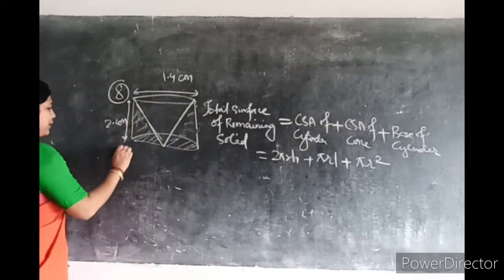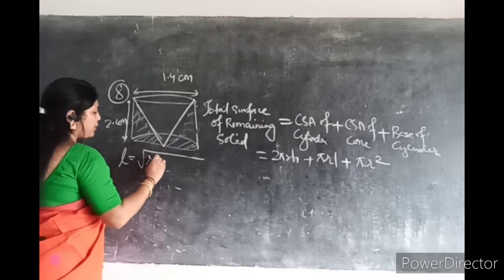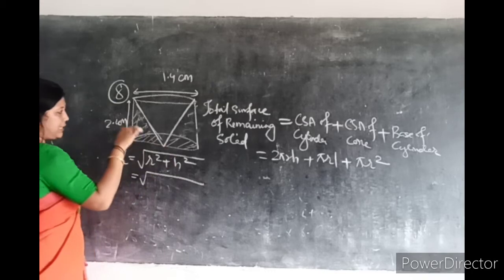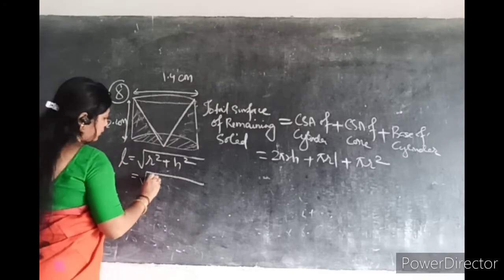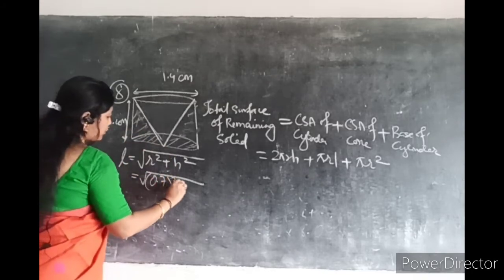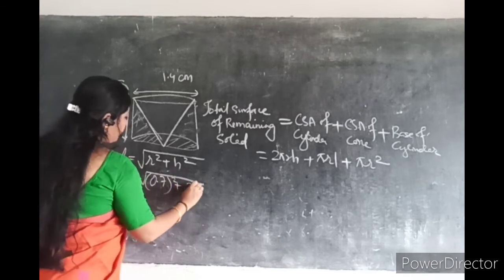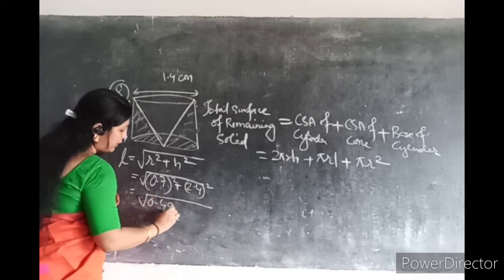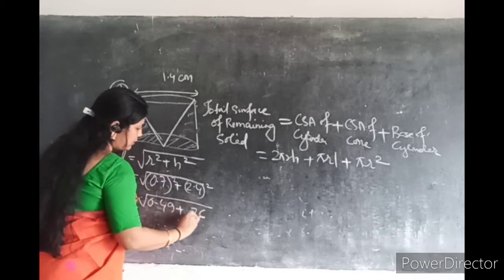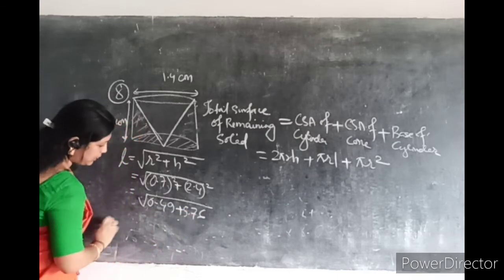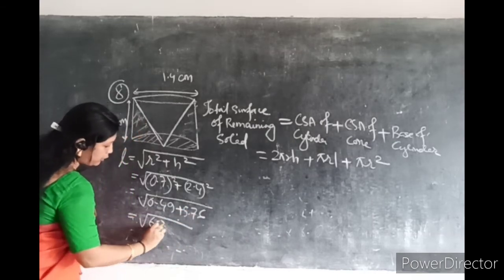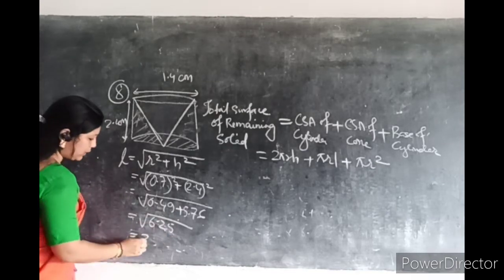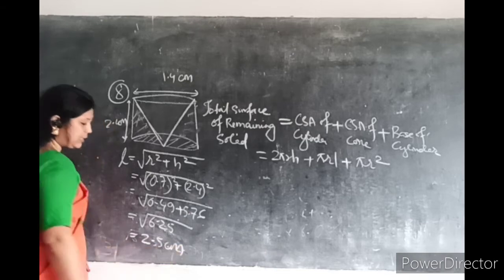So as we know, what is the relation? l equals root over r square plus h square. The radius and the height are the same as those of the cylinder. So this will be 0.7 whole square plus the height 2.4 whole square. That is 0.49 plus 5.76, which will be equal to 6.25. Since we know that the square root of 6.25 is 2.5, that is 2.5 centimeter.